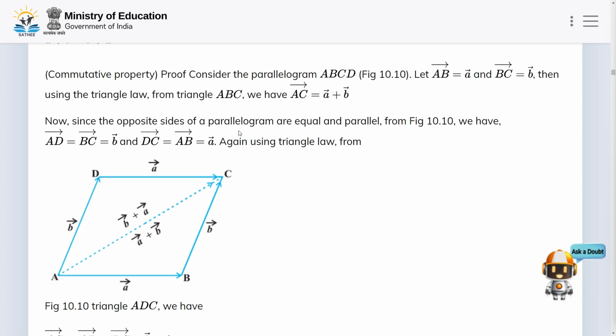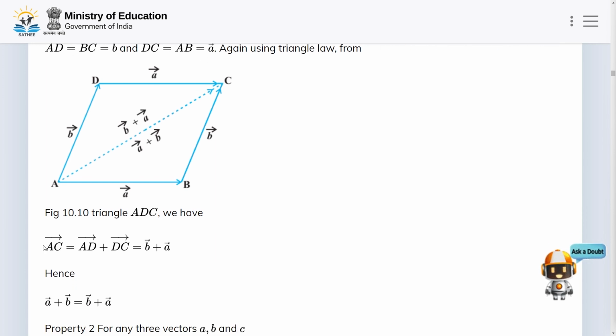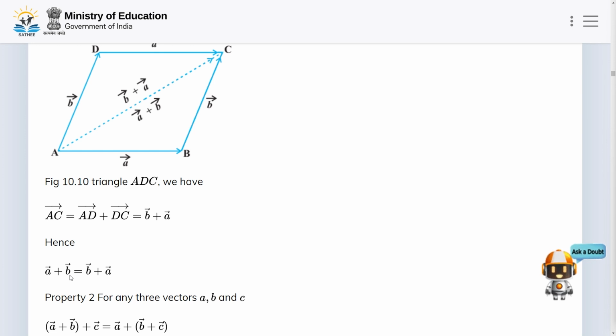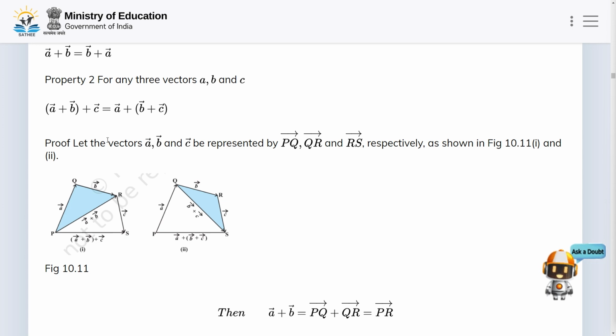Since the opposite sides of a parallelogram are equal and parallel, we have AD vector equal to BC vector equal to small b vector, and DC vector equal to AB vector equal to small a vector. Again, using the triangle law in this triangle ADC, AC vector is the sum of AD vector and DC vector, which is B and A. So hence A plus B is equal to B plus A. Okay, I hope it is clear. Now the second property says associativity. It holds associativity also. Okay, clear?